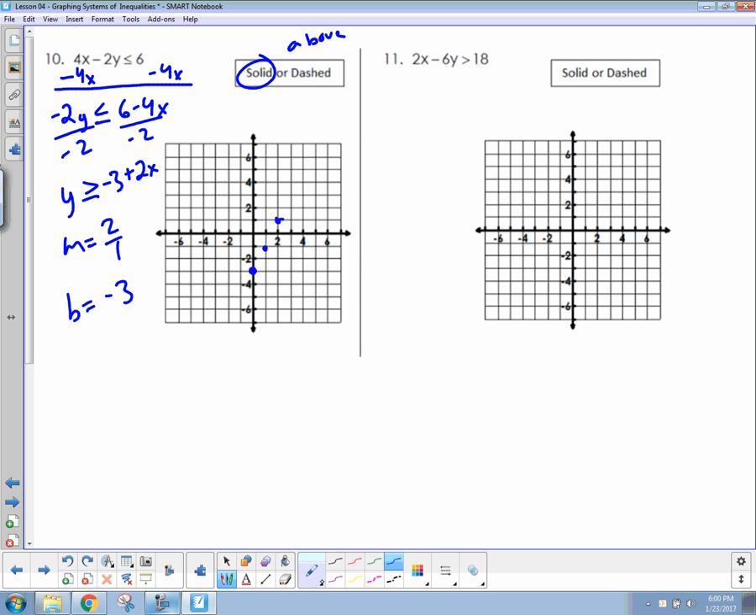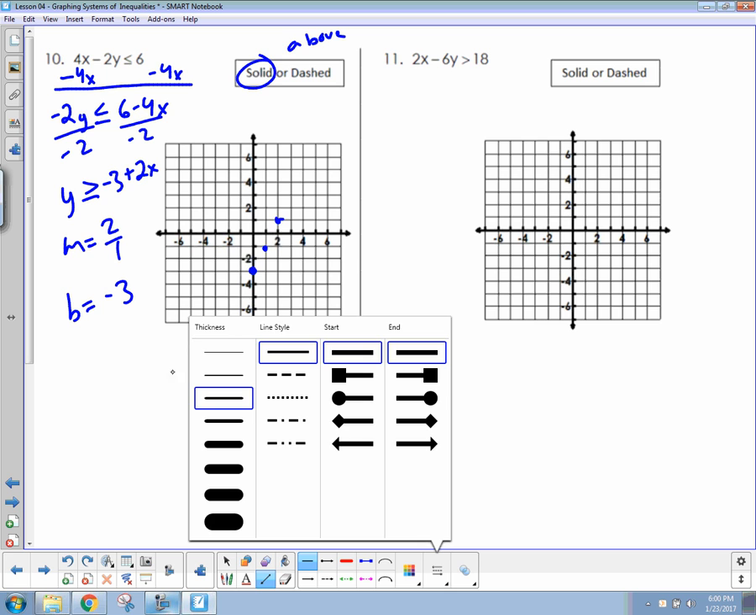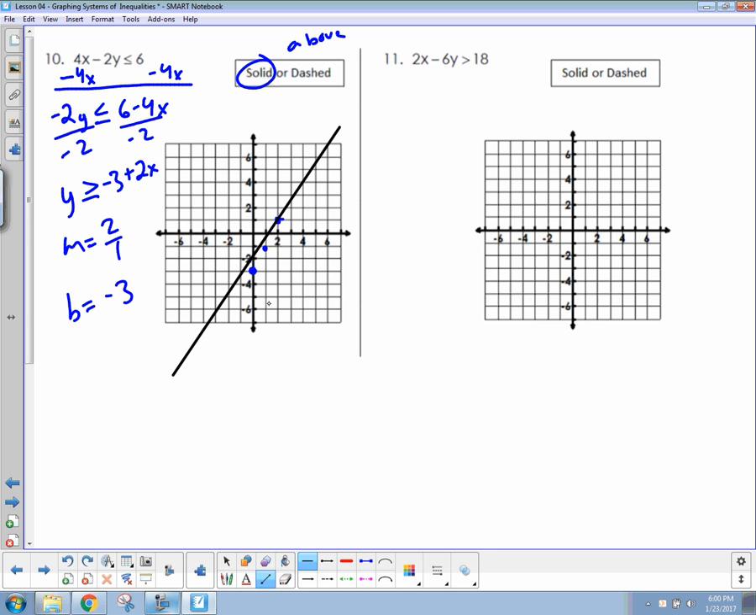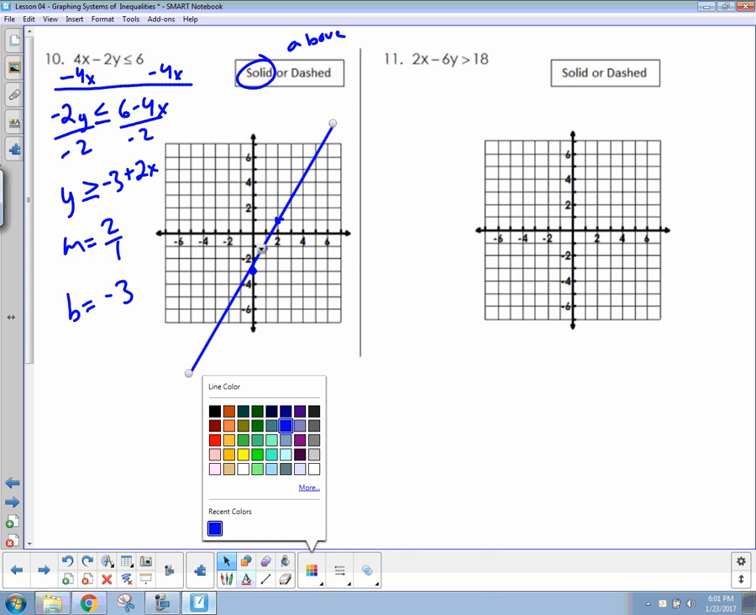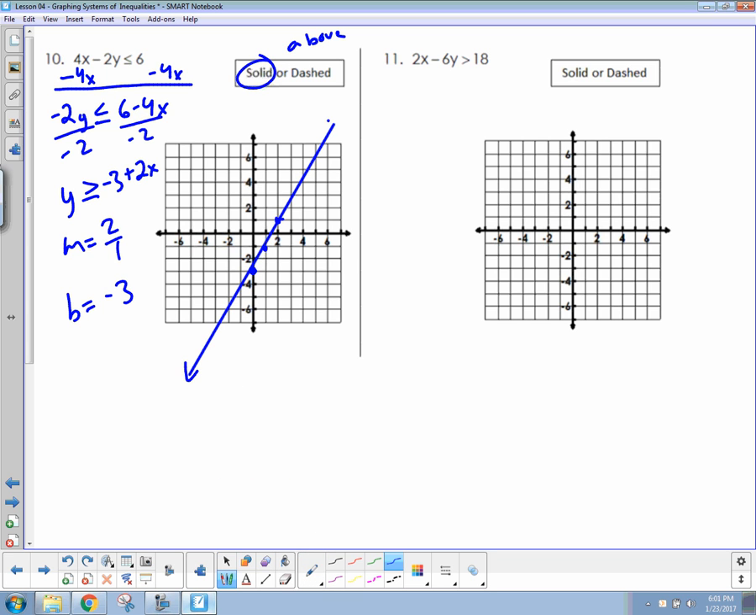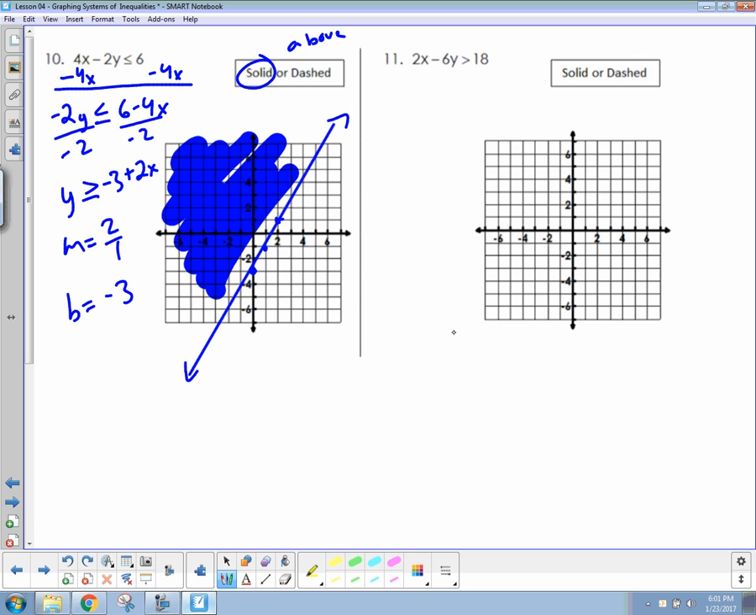The line is solid. Let me make sure I get my tools right. There we go. Don't know why it keeps changing colors. Go figure. So let's click on it, move it around, there we go. Make it blue, draw my arrows, and we're shading above, so get my highlighter and shade above. Okay? Next one, again, we have to solve for y, so minus 2x from both sides.